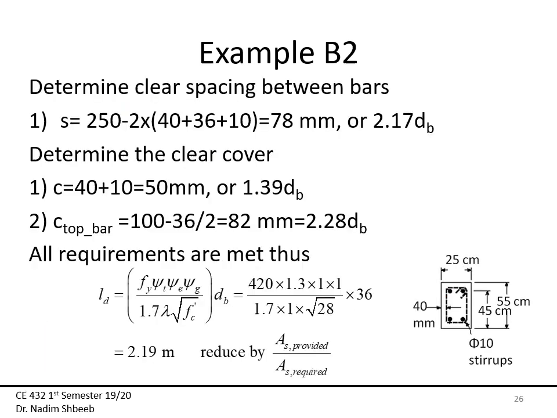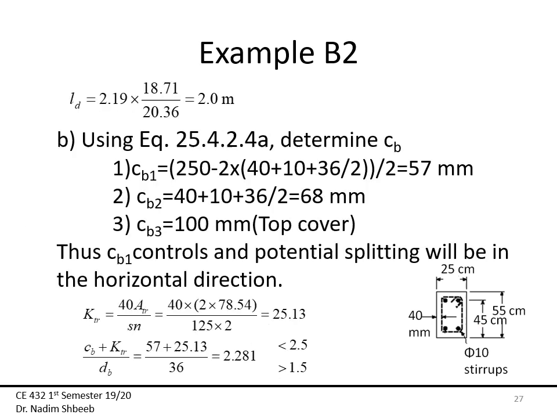I'm going to do the same thing as we did with example B1. I'm going to calculate the spacing, and I found that to be 78 millimeters or 2.17 dB. Clear cover again is 50 millimeters, 1.39. For the top bar, again, it is also 2.28 dB. So all the requirements are met. Then I'm just using this equation straightforward. Since he wants me to cut the top bars, I'm using the 1.3 factor because I have 45 centimeters, which is more than 30, and this development length is 2.19 meters.